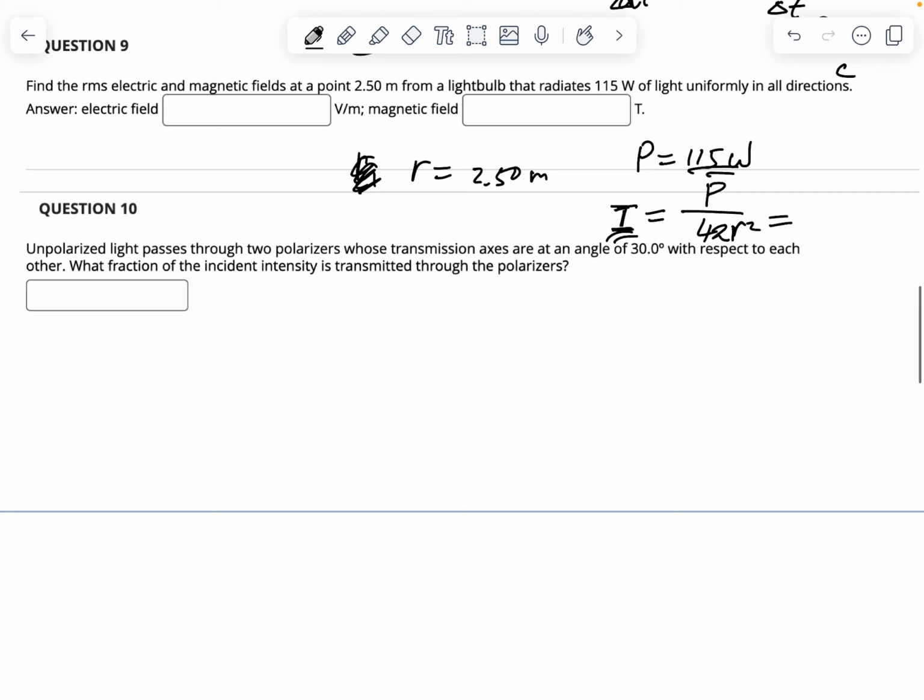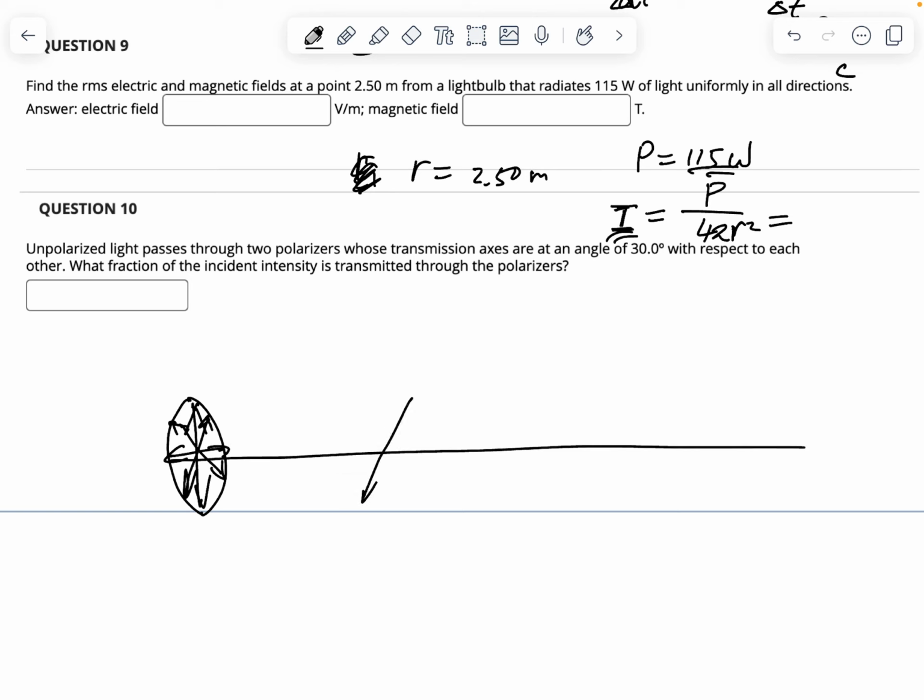Okay, last one. Unpolarized light passing through two polarizers whose transmission axes are at an angle of 30 degrees with respect to each other. Okay, so here is unpolarized, right? This is called unpolarized, right? So you have one polarizer, okay, and another. Let me make it this way.